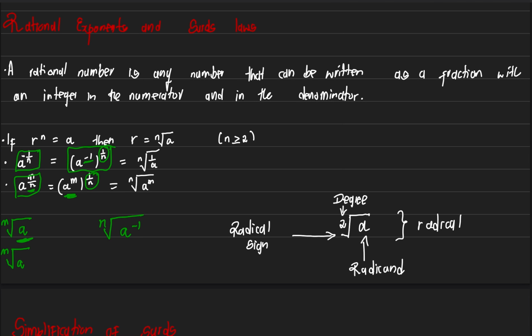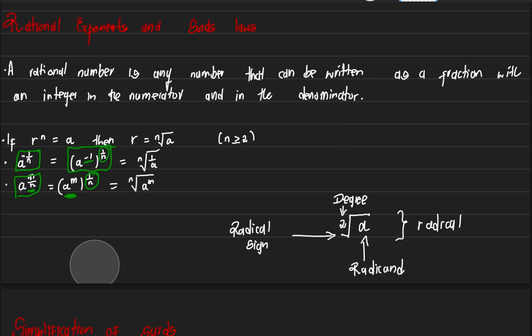If we have this, it's going to be equal to a to the power 1 multiplied by 1 over m, so we will have a to the power 1 over m. But if we have the mth root of a to the power n, we are going to have a to the power n multiplied by 1 over m, which is equal to a to the power n over m. So that's how this law is used.